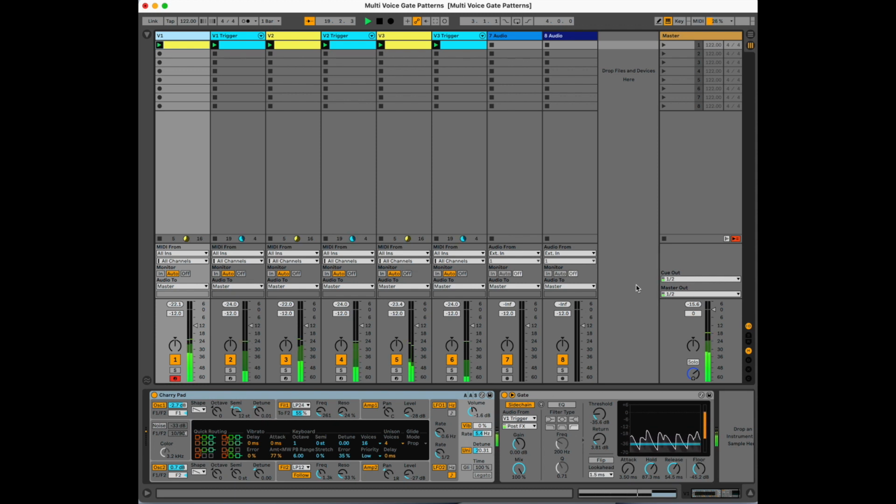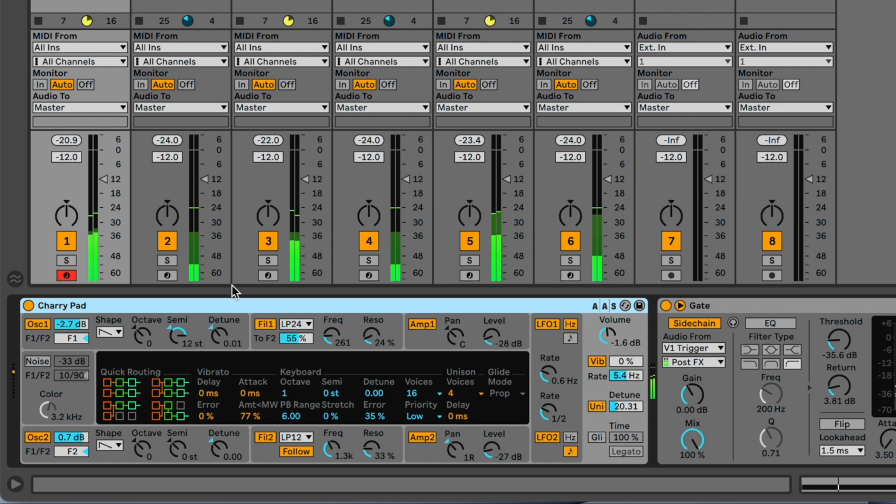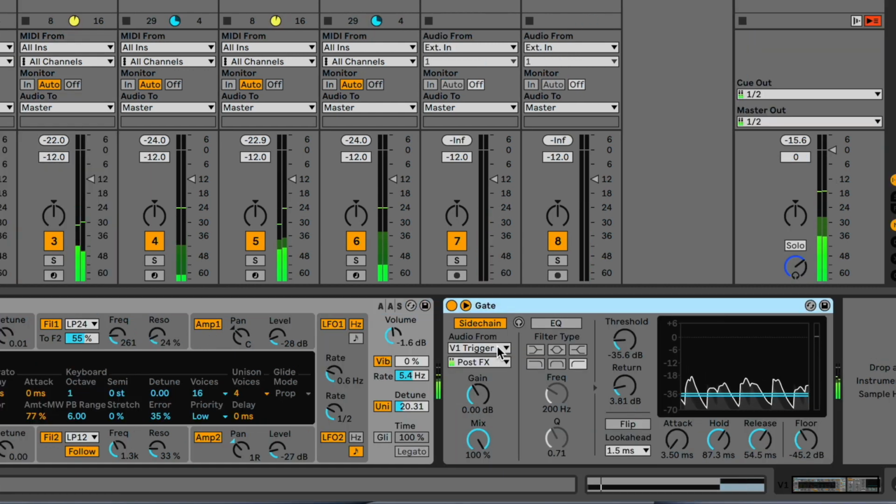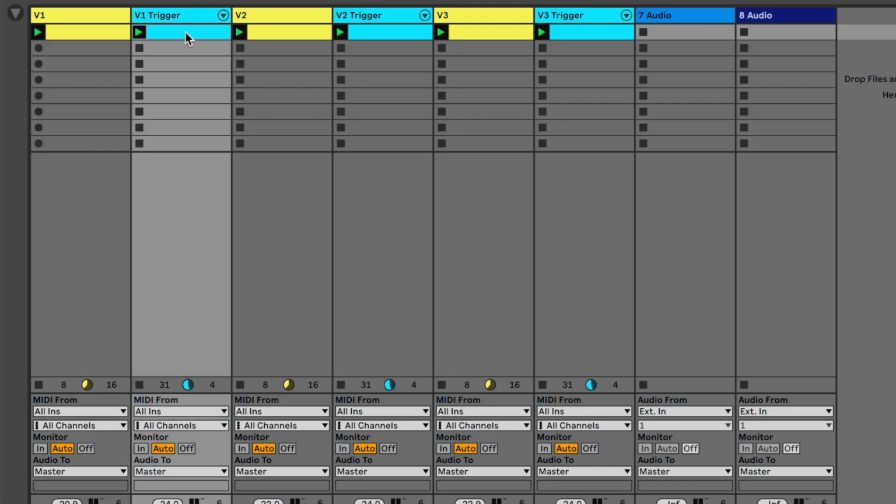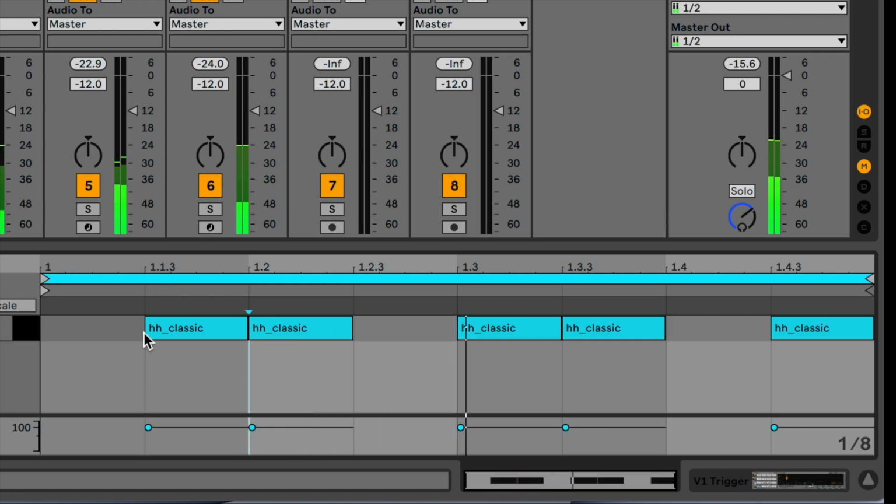And now each voice, as it were, has been given its own instrument channel and also its own trigger. So this is what we can see here for V1. We have the pad, and we have the gate, which is being triggered by the V1 trigger, which is right next to it. And here is the V1 trigger. So we can see the rhythmic pattern that's being done there. We can see this is at a quantized resolution of eighth notes.